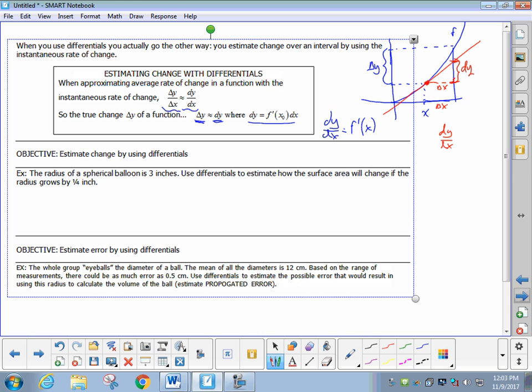A logical question would be, why estimate with derivatives when you can just find the actual change? In the cases in science especially, derivatives are easier to work with than the original function. So that's why we do this. So check this out. If I said the radius of a spherical balloon is 3 inches, and I asked you to use differentials to estimate the surface area change, if the radius grows by 1/4 inch.